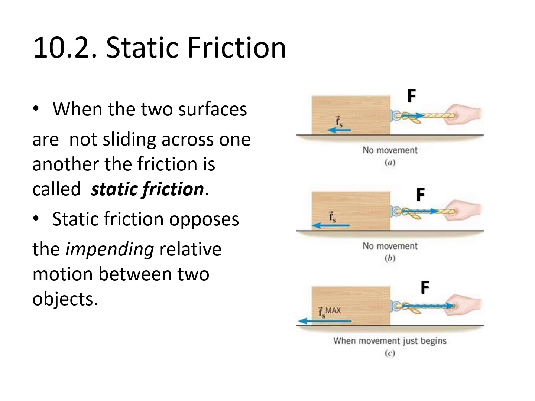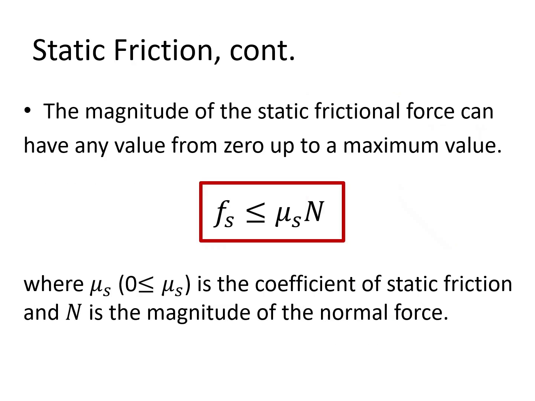Now let us write the mathematical conditions that describe how large static friction can be. The magnitude of static friction can have any value from 0 up to a maximum value. Mathematically, we write F_s is less than or equal to mu_s times N. Here, F_s is the magnitude of the static frictional force. The symbol mu_s is the coefficient of static friction. The normal force is represented by capital N.